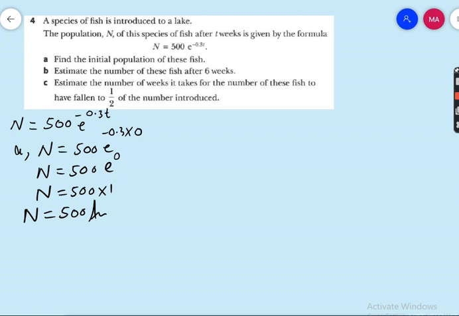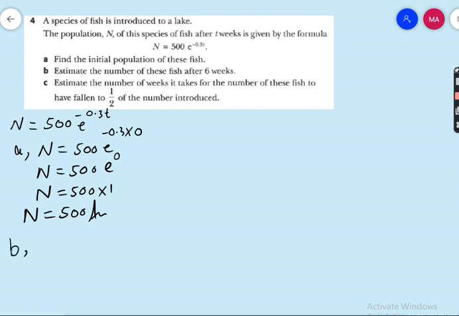Actually there is no need to show all steps, but in order to understand, I showed all steps. Otherwise you just put t is equal to 0 mentally and you will get 500 and you will get full marks.